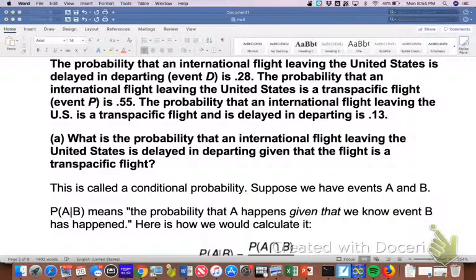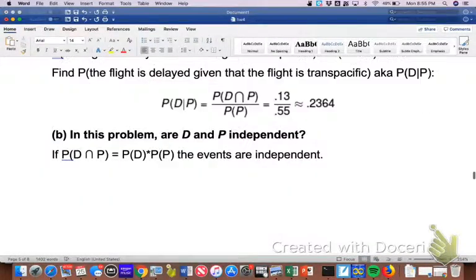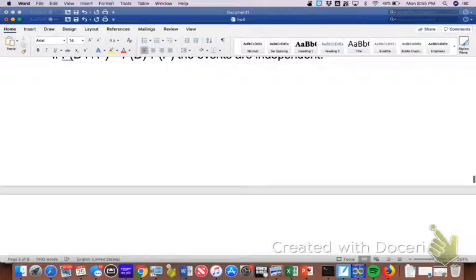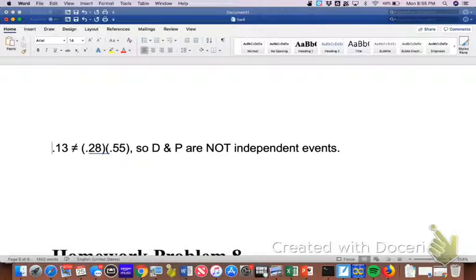Because that 0.13, the probability we found in the first step of both of those events happening, which was given to us in the problem, is not equal to just multiplying the probabilities together, they must not be independent. There must be something about those probabilities that makes them dependent. So we would say no, they are not independent events.